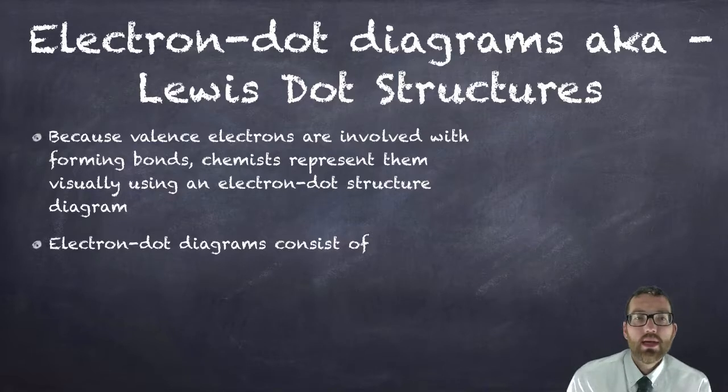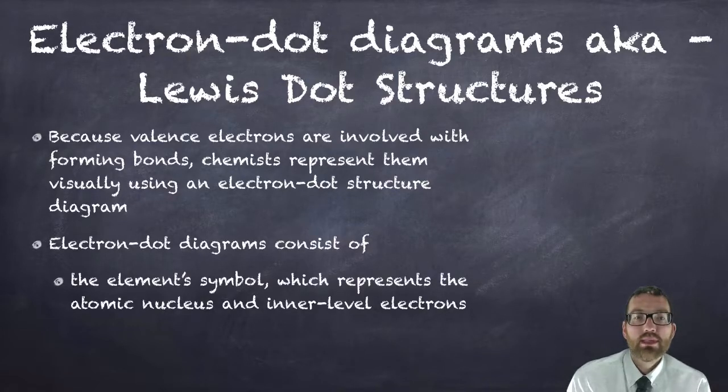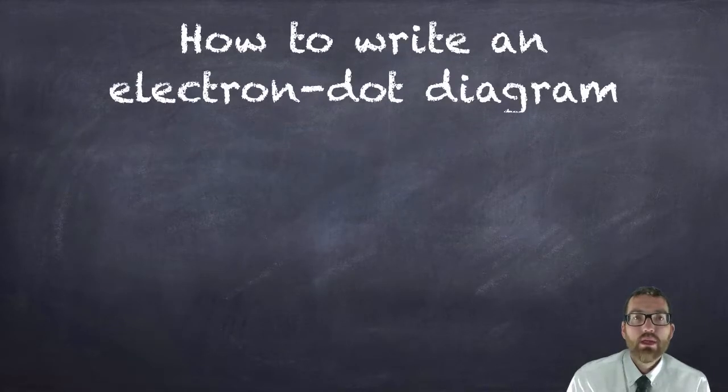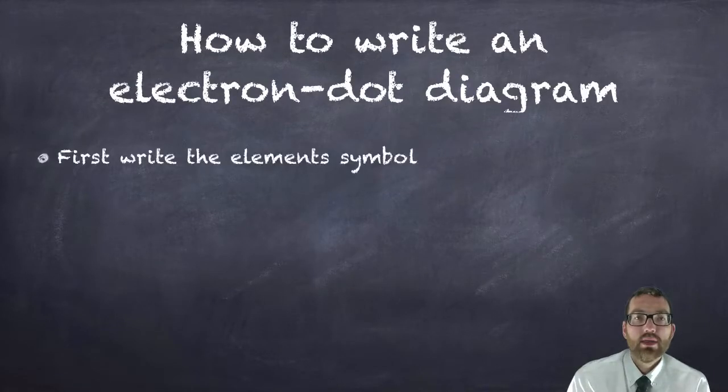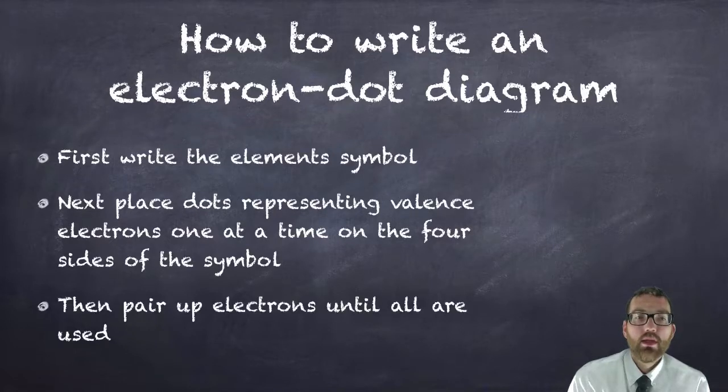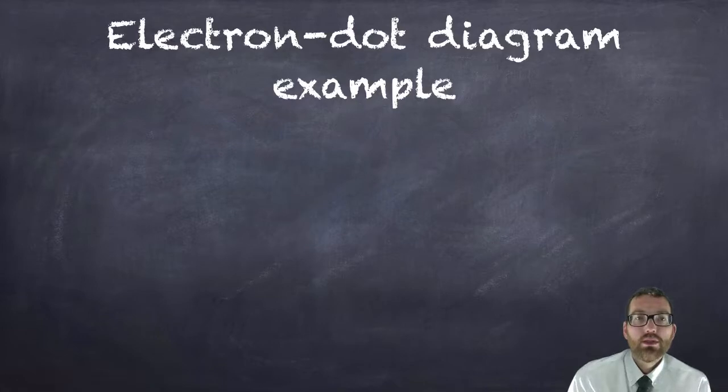The electron dot diagram consists of the element symbol, which represents the atomic nucleus and all the inner level core electrons, and it also has dots, which represent the atom's valence electrons. So here's how you write an electron dot diagram. First you write the element symbol, then you place dots representing valence electrons one at a time on the four sides of the symbol. You then pair up electrons until they're all used. So let's do an example here.